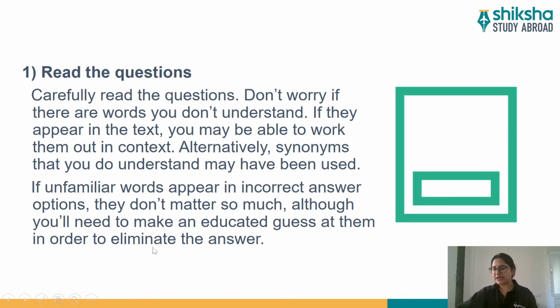Now, let's read it in detail. First is read the questions. Carefully read the questions. Don't worry if there are words you don't understand. If they appear in the text, you may be able to work them out in context. Alternatively, synonyms that you do understand may have been used. If unfamiliar words appear in incorrect answer options, they don't matter so much, although you'll need to make an educated guess at them in order to eliminate the answer. So eliminate means to cross out the ones which you do not need.